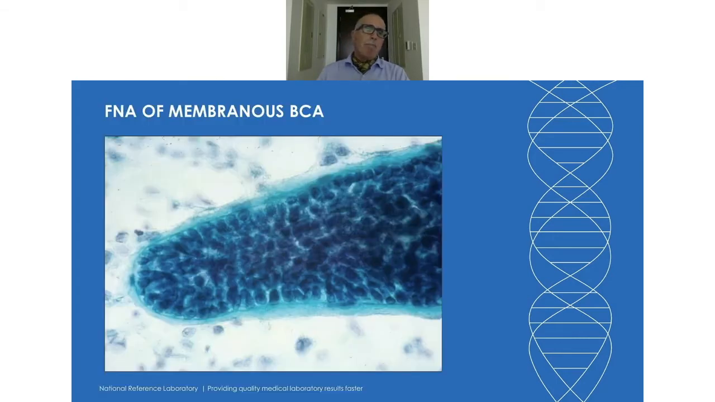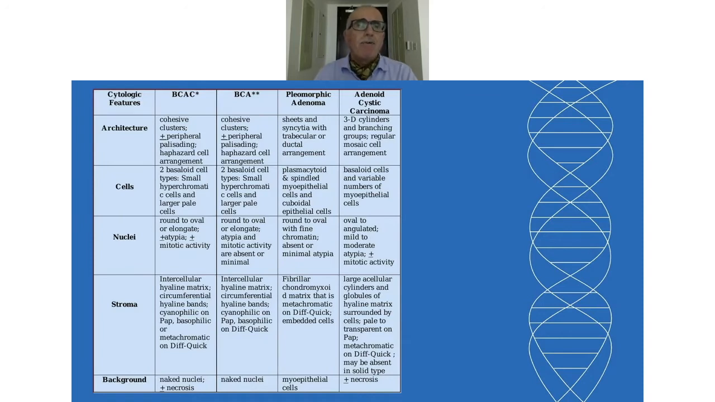This is an example of a basaloid adenoma of membranous type, and you can see on the Papanicolaou stain, sometimes, if you're lucky enough with the FNA, you can actually see very well this basal-like membrane with these basaloid cells palisading on one side of it. This is a very good diagram which is showing you the main difference between basal cell adenoma, basal cell adenocarcinoma, pleomorphic adenoma, and adenoid cystic carcinoma.